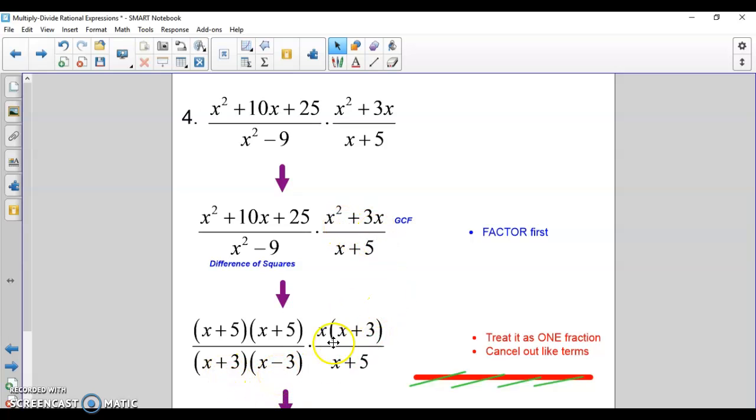Top here had a GCF of just x, so we take out an x times an x plus 3, and then we'll just have the x plus 5 on the bottom here. Treat it as one fraction. Let's see if I can extend that at all.